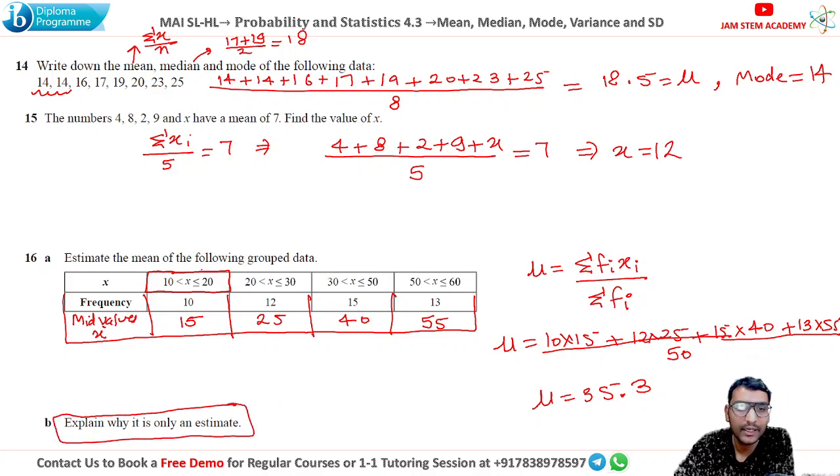Why? Because we are taking intervals, we are not sure that the x values are only 15, 25, 40 or 55. We are just taking the averages, only the mid values to get the x values. We don't have marks, we have intervals. That's the only reason this is just an estimation, not an exact value. Like the previous one in the 14th question, where we solved for the exact value, 18.5 in that case was the exact value of the mean.